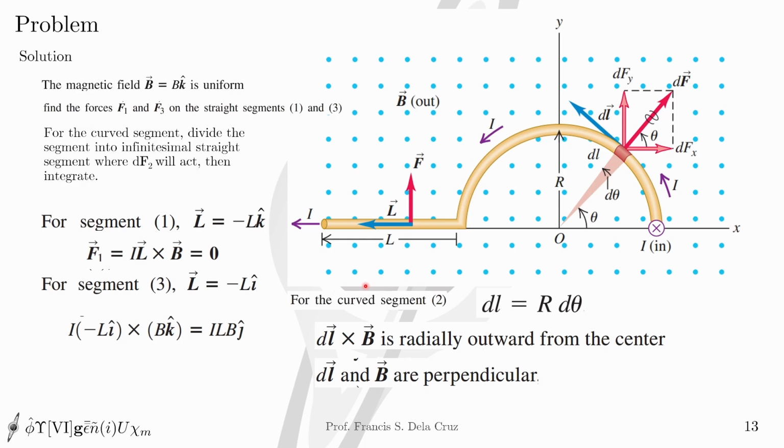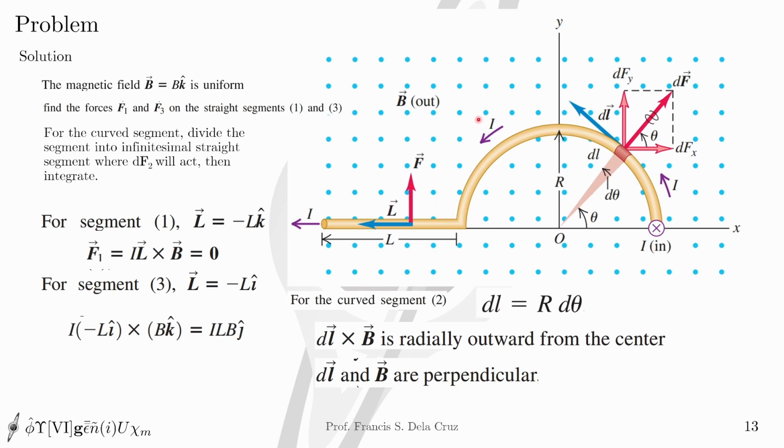First, we represent our magnetic field in vector form. Now this is the xy plane, therefore the direction that is outward of the page would be the positive z axis. And since you can see the dots are uniformly placed in space, we can say that the magnetic field is uniform. Then we're going to find F1 and F3 on segments 1 and 3. F1 would be for the first segment, the perpendicular one, and F3 for the segment parallel to the x-axis.